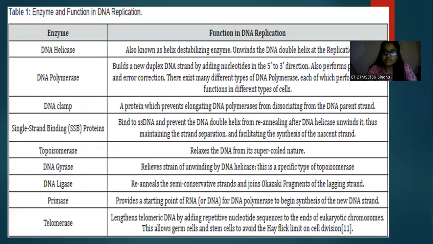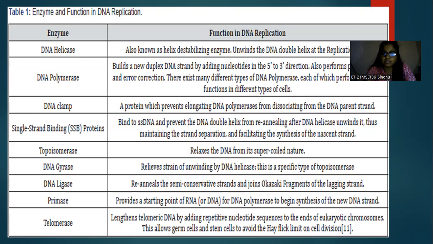First we'll discuss the enzymes which are involved in the replication. The majority of the enzymes you can see on the screen. The first one is DNA helicase. DNA helicase is also known as the unwinding enzyme because it unwinds the DNA double helix structure, and it is also known as the helix destabilizing enzyme.